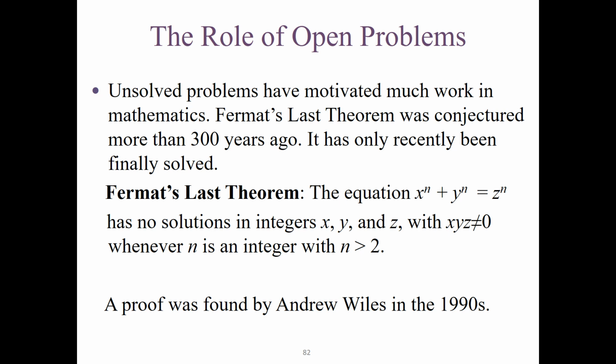It tells us the equation x to the power of n plus y to the power of n equals z to the power of n has no solution in integers x, y, z when they are not zero. So we can write x times y times z does not equal zero, which means the solution of x, y, z cannot be zero. And when n is larger than 2, then we have no solution for this equation. We cannot find integers x, y, z that satisfy x to the power of n plus y to the power of n equals z to the power of n.